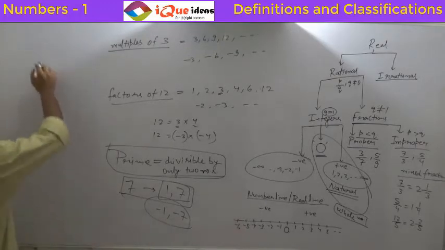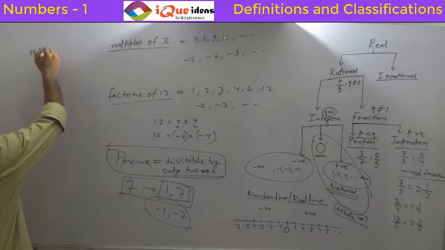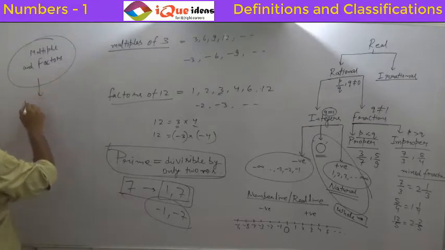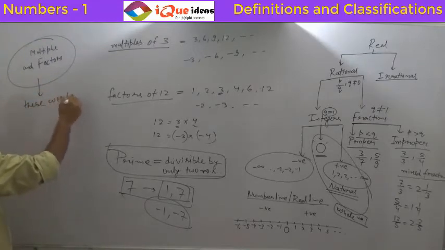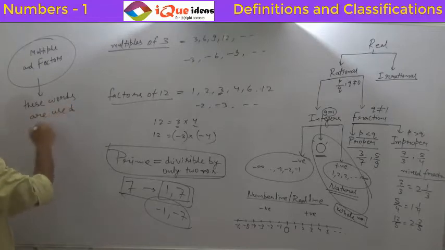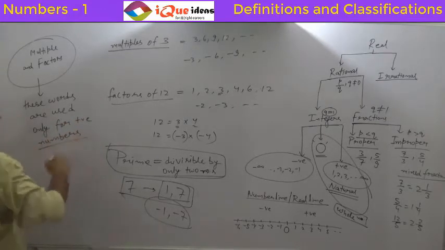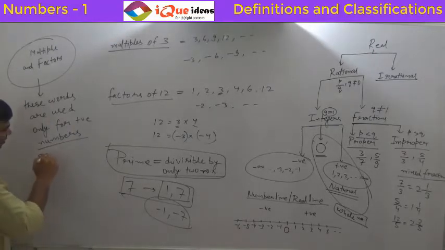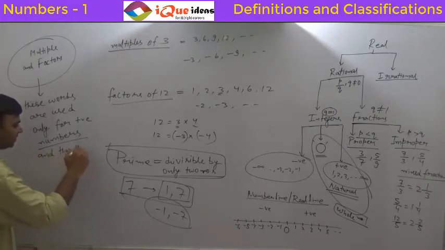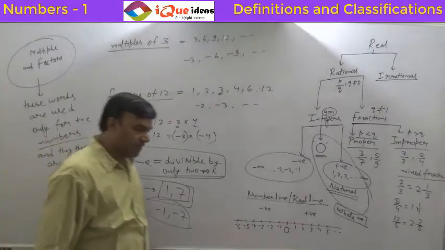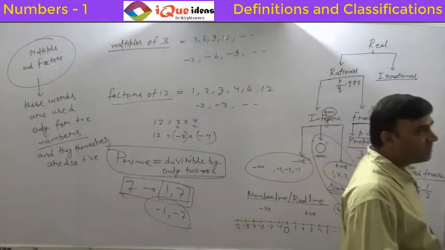Reason is very clear. The words multiple and factors are used only for positive numbers. By definition, by default, they have been defined in such a manner that these 2 words are used only for positive numbers. Okay? And they themselves are also positive. So first, they are defined only for positive numbers. Second, they themselves are positive.